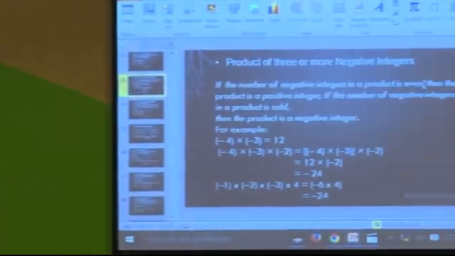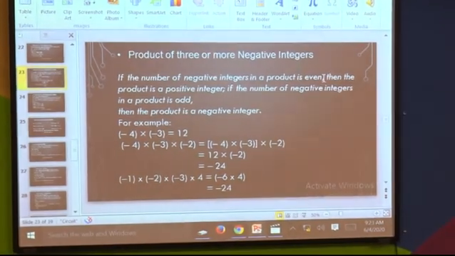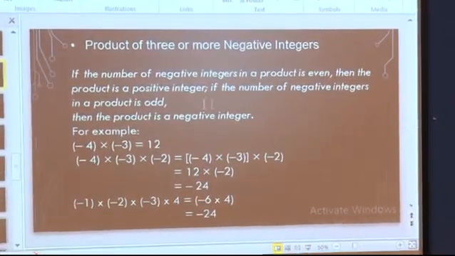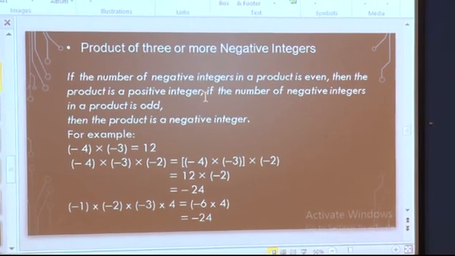Now today we are going to learn about 3 or more negative integers. Okay. Now we will start with the products of 3 or more negative integers. If the number of negative integers in a product is even, what is even? It means 2, 4, 6, 8 times, then the product is a positive integer.